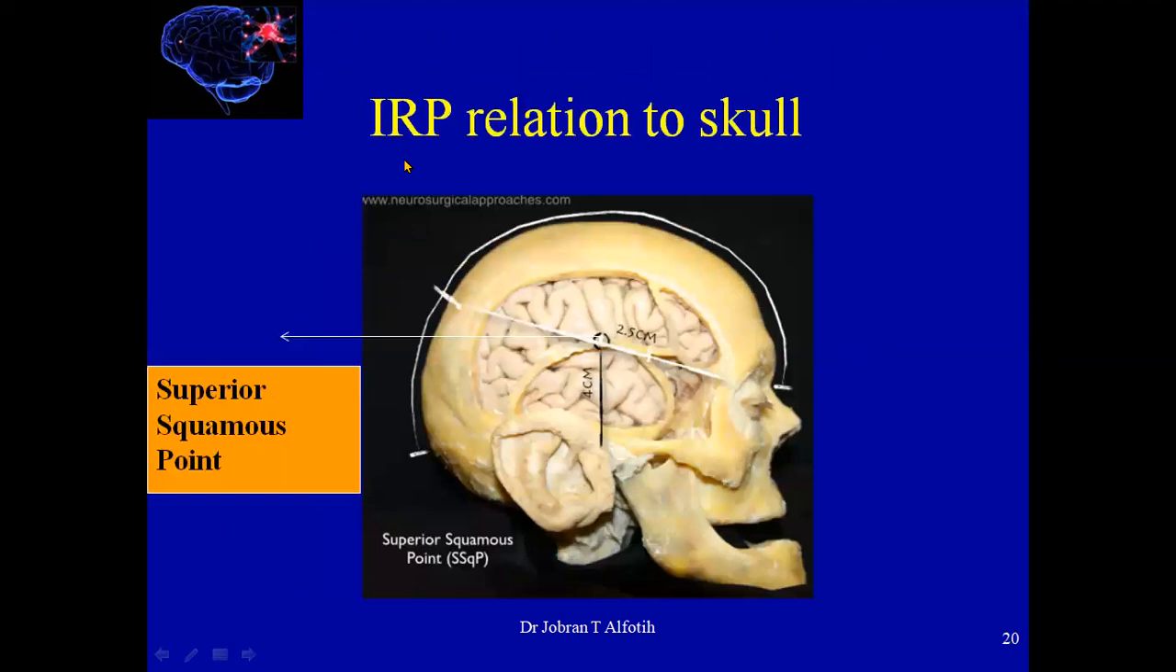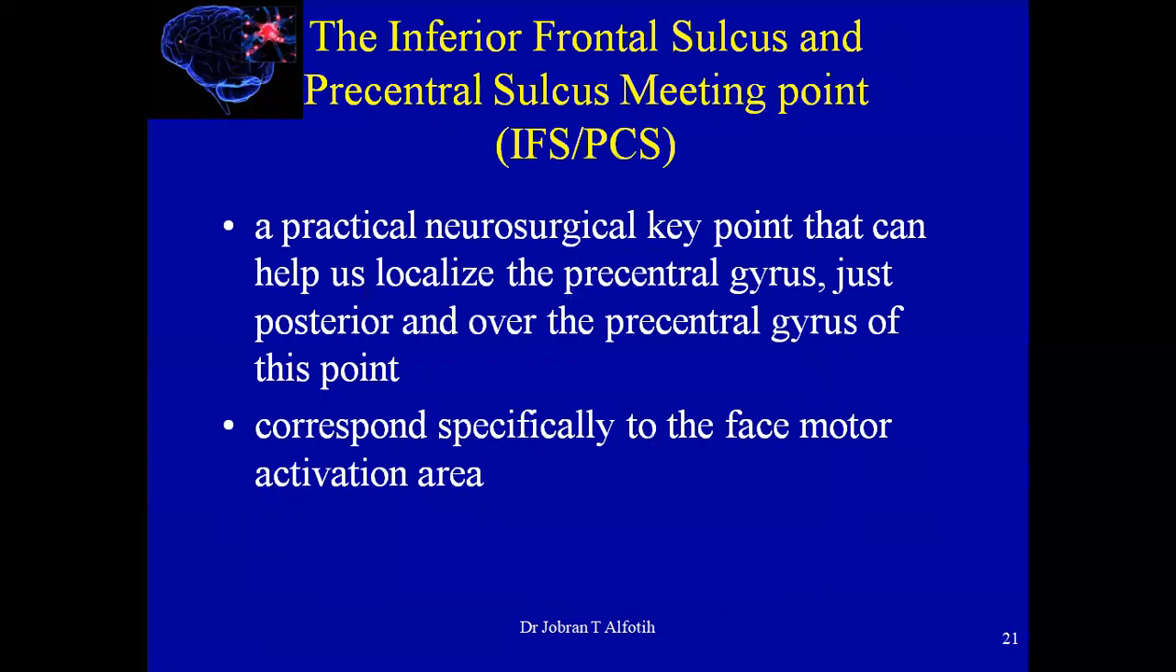Here is how you can find the inferior rolandic point on the skull. We draw a line from the front of the tragus, 4 centimeters to the superior squamous point. The meeting point is called the IRP location, or the inferior rolandic point.